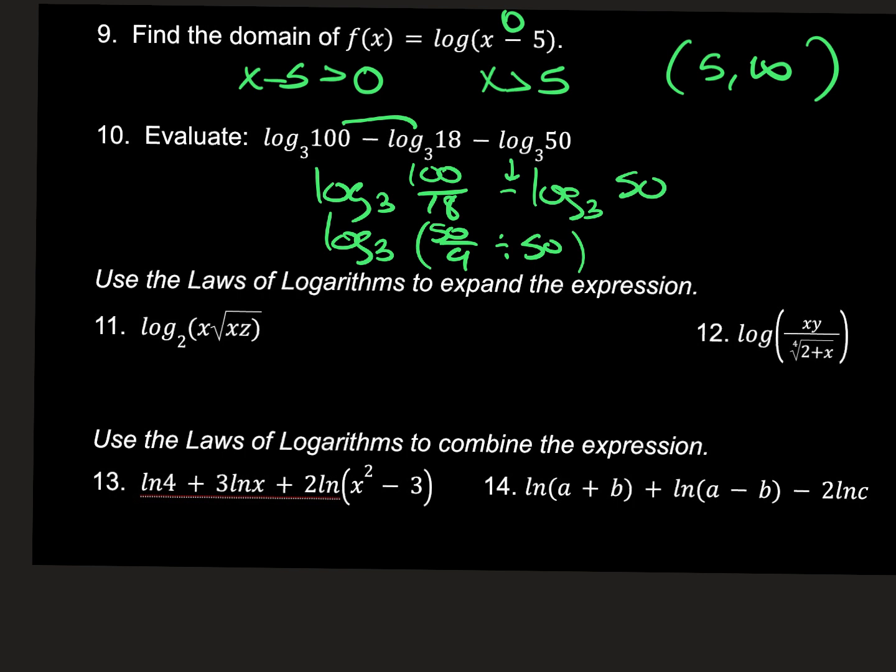If you divide by 50, it's the same thing as multiplying. Keep, change, flip. Multiply by 1 over 50. 50's cancel. Gives me log base 3 of 1/9. And what power do you raise 3 to get 1/9? Obviously -2. The 2 to get the 9, the negative flips it to make it 1/9. So the value of that whole thing right there is -2.